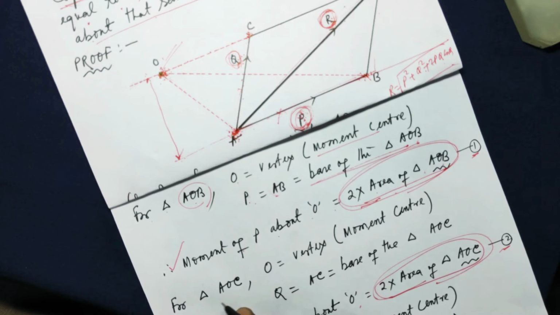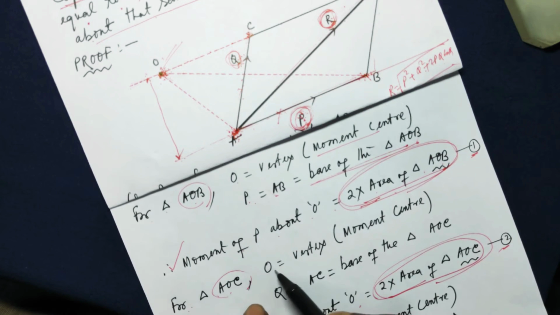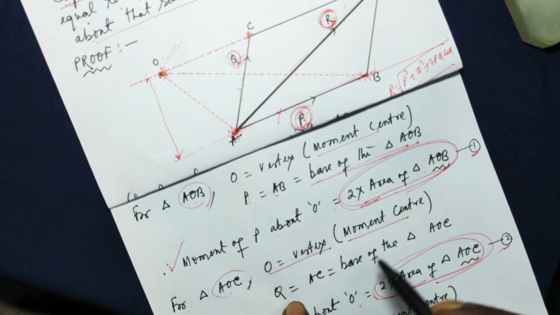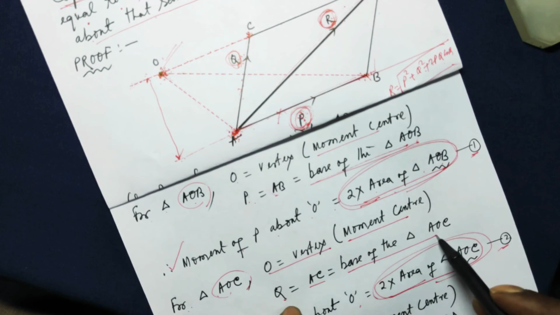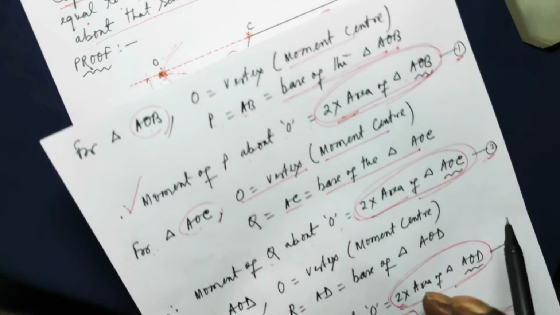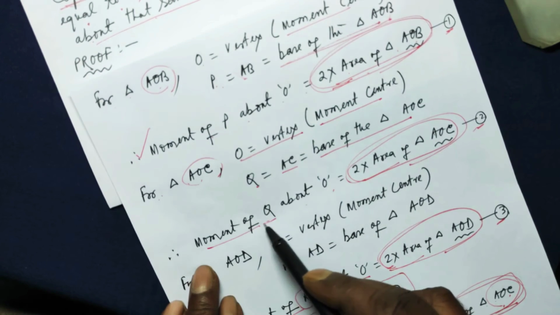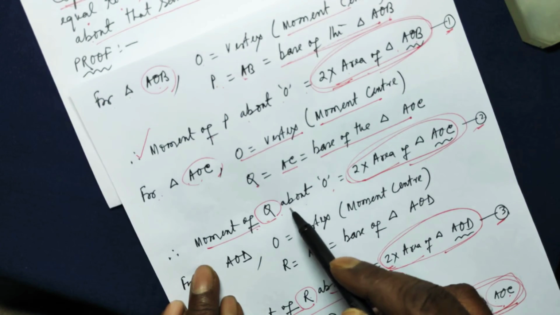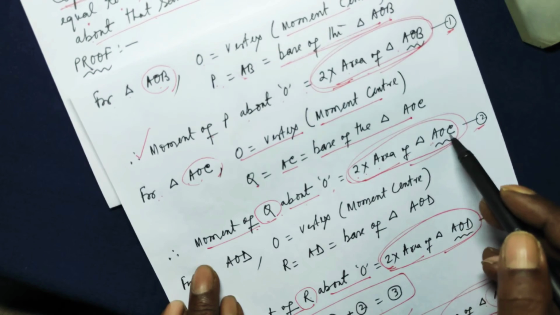So that is what I am saying. For triangle AOC, O is the vertex, that is the moment center. Q is equal to AC, that is the base of the triangle. Therefore, the moment of Q about O will be 2 times area of the triangle AOC.